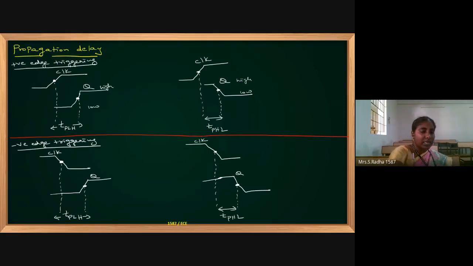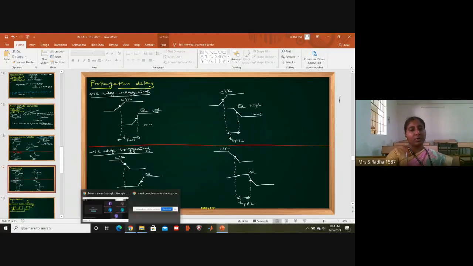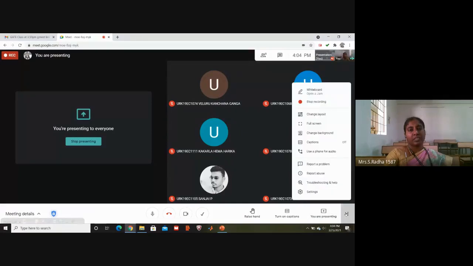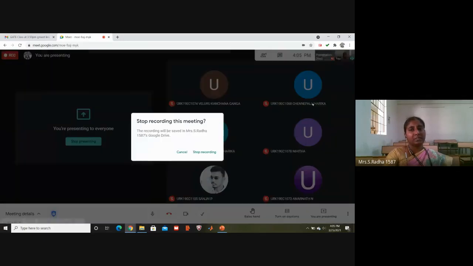Below the horizontal line, it is negative edge triggering. Above the horizontal line, it is positive edge triggering. What I told you: at the flip-flop input side, we will come across hold time and setup time. At the output side, we will come across low to high voltage and high to low voltage propagation delays, in positive and negative edge triggering. We have discussed all these cases.